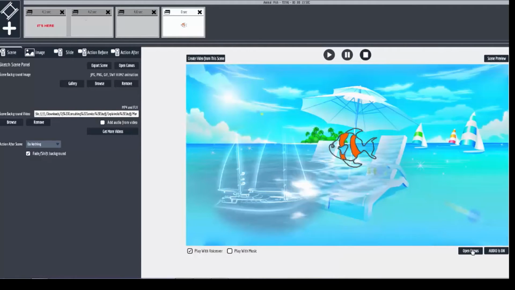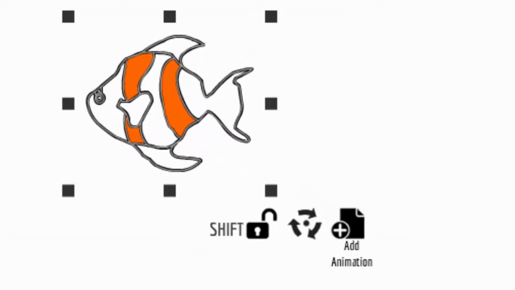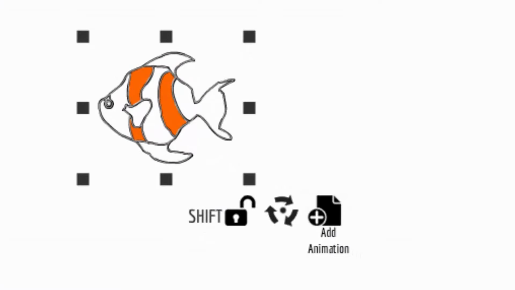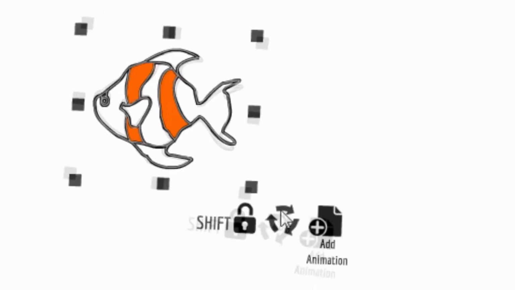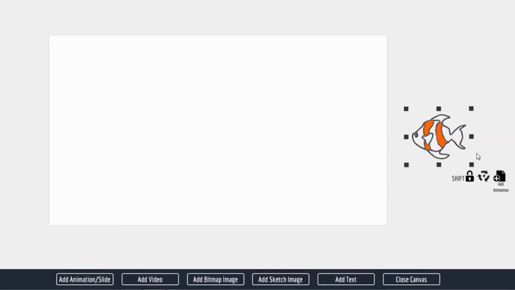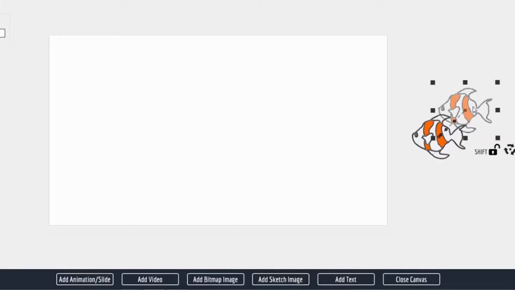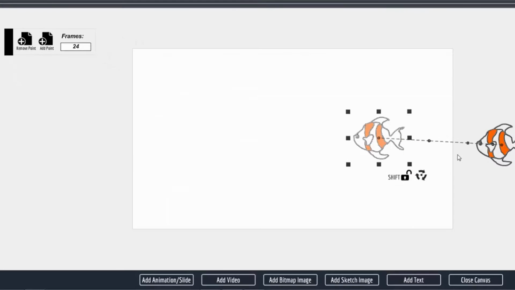Right now, here's where the magic happens. When you are doing animate and you put a sketch scene in, you get the normal shift that keeps things proportional. It allows you to rotate with this tool, but this one says add animation. So we want to start out here, add animation, and you get another fish. And this time over here tells you how long it's going to take to get from here to here.